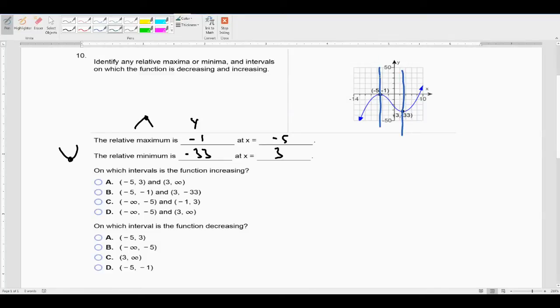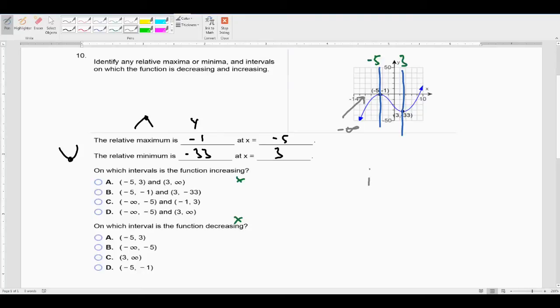I'm only looking at the x values. We need increase and decrease, x values only. So that's got an x value of negative 5, and that one's got an x value of a positive 3. So what's going on is this is coming from negative infinity and it's going up, from negative infinity to this x value, which is negative 5.